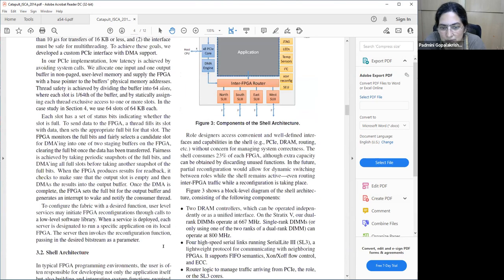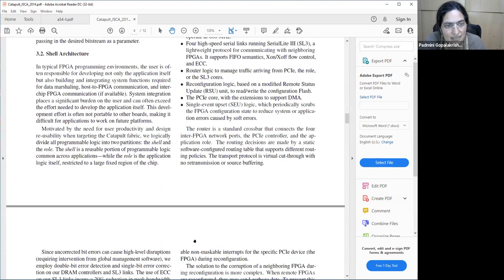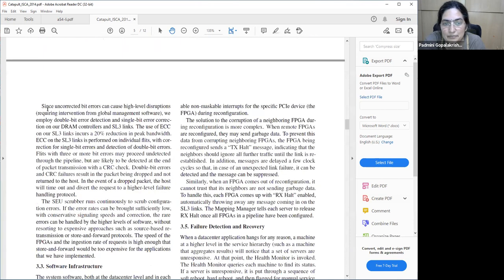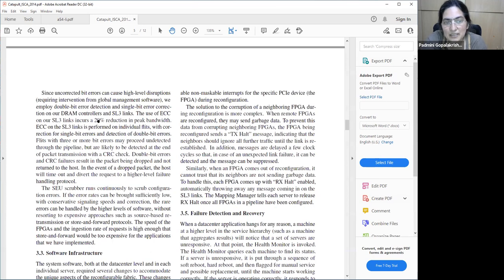Right? So if you see here, they talk about, if there is a bit error, it can cause very high level disruptions in your data because many of them add up. And remember what they're accelerating is search, so it is very, very data dependent. Errors can be very expensive. So they employ double bit error detection and single bit error correction on both the memory and the inter-FPGA communication. And of course, that results in a reduction in bandwidth, but it is worth it.